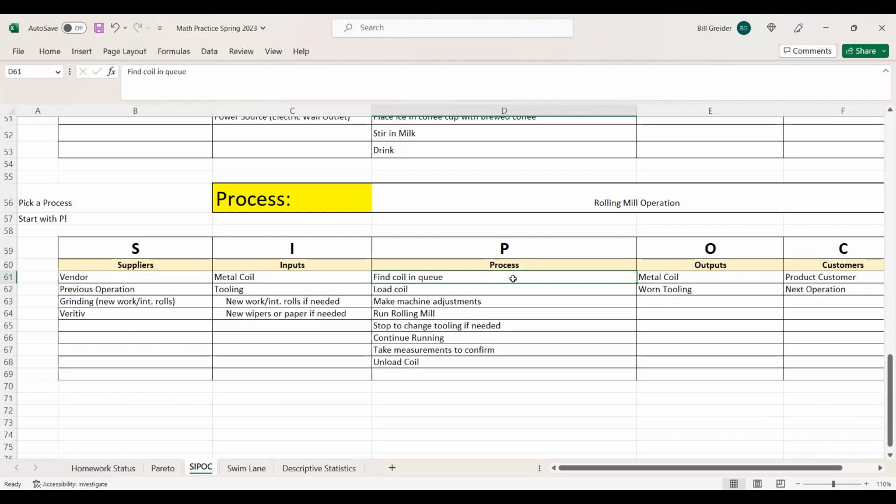So the inputs are the metal coil and then the tooling, whether that's work rolls or wipers or paper. Our outputs are the metal coil and worn tooling that now needs to go back to our grinding room. Suppliers being our vendors for the metal, the previous operation, whether that's coming from an annealing furnace or just coming into the factory now, and then the grinding for the work rolls, and then Veritiv being our supplier for the paper and stuff like that. And I think again, if you could take measurements, you could have quality as a supplier, so they'd be involved in the process, the inputs.